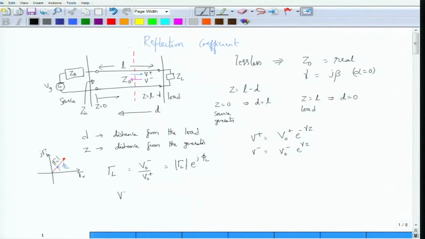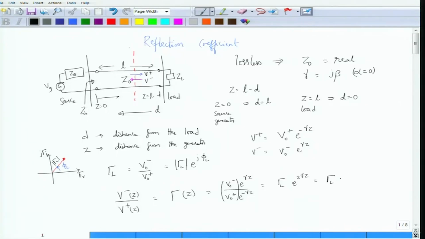The ratio of this V minus to V plus at any plane Z will give you the reflection coefficient at that particular plane. So substituting for V minus and V plus from these expressions, what we see is V0 minus e power gamma z divided by V0 plus e power minus gamma z. But I already know that the ratio of V0 minus to V0 plus is nothing but gamma L. So this is gamma L e to the power 2 gamma z.